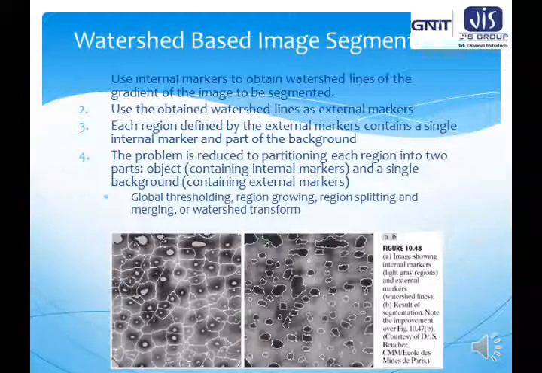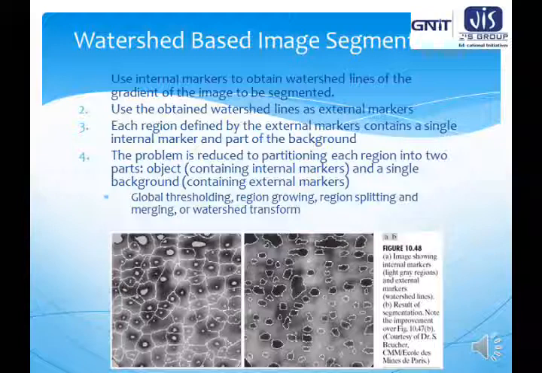So watershed based segmentation has been given here. The first is to use internal markers to obtain watershed lines of the gradient of the image to be segmented. The next one is to use the obtained watershed lines as external markers. The third point is each region defined by the external markers contains a single internal marker and part of the background.